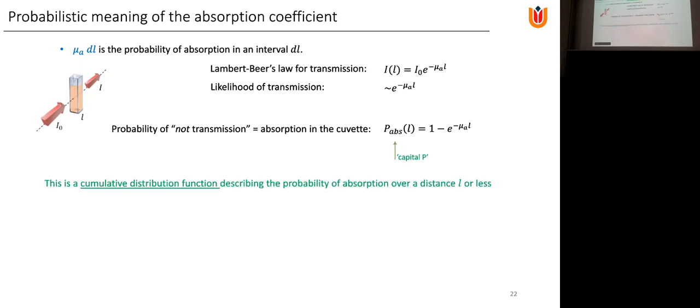And this is then the cumulative distribution function describing the probability of absorption over a distance L or less. The cuvette has length L. With the probability of not transmission, that means that somewhere in the cuvette, somewhere along the length L, the photon is absorbed.